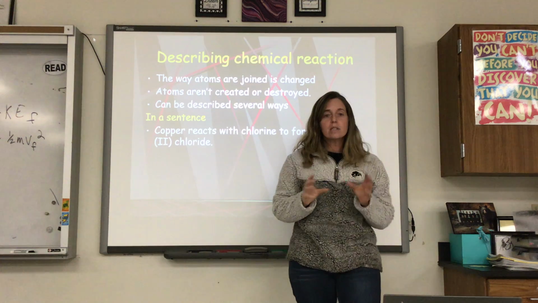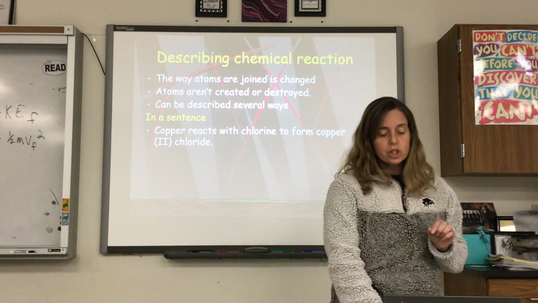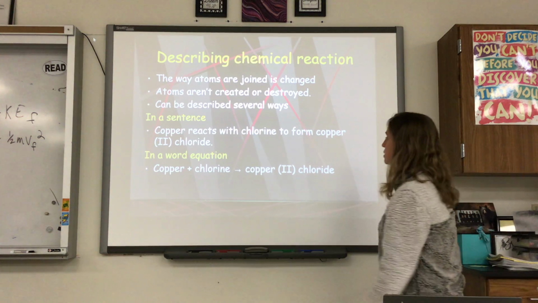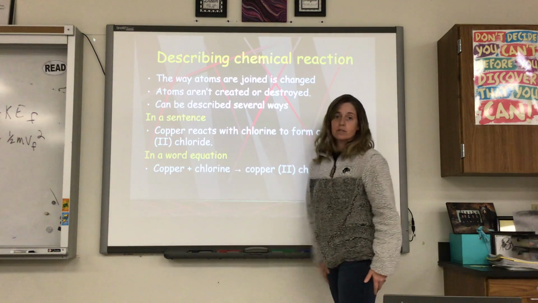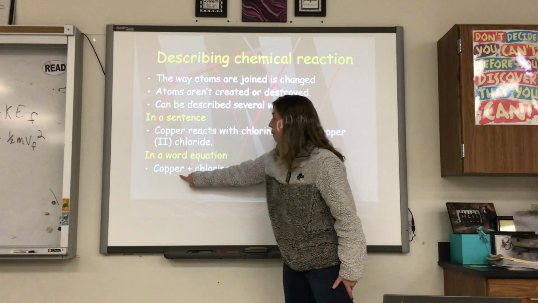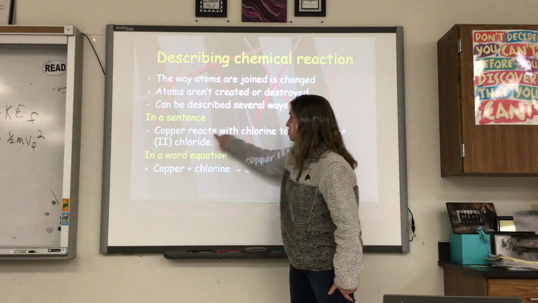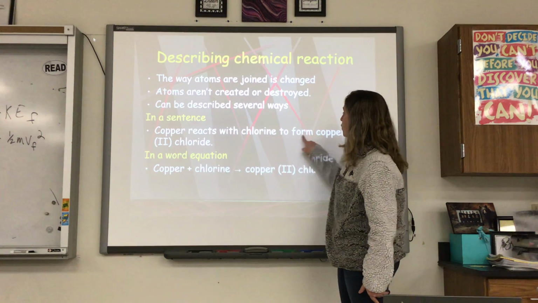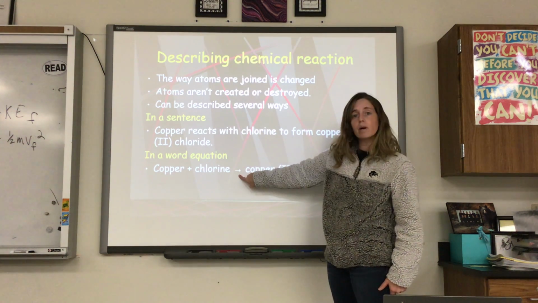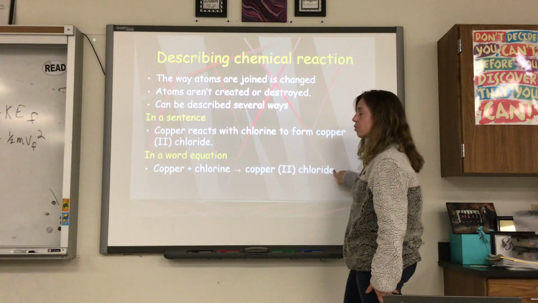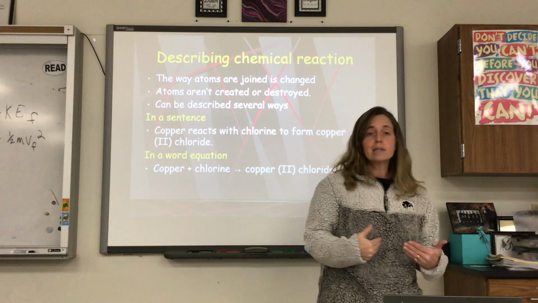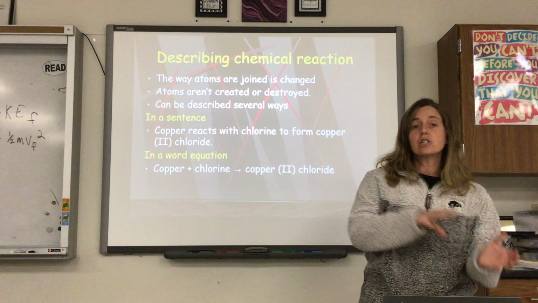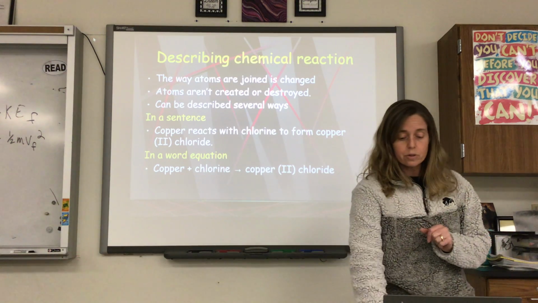So we're going to keep this in word form, but we're just going to change it and add our pluses and our yield signs. Okay, so right here, copper plus, see that "reacts with" becomes a plus, chlorine, "to form" becomes the arrow, copper II chloride. So that's what we're going to be practicing today. We're going to be taking these sentences and changing them into word equations, okay?